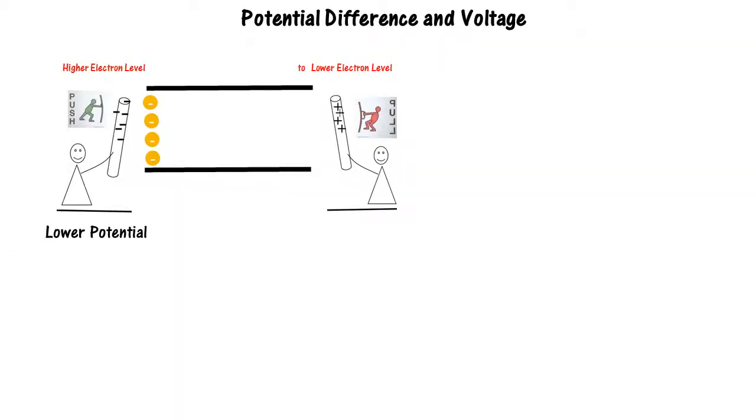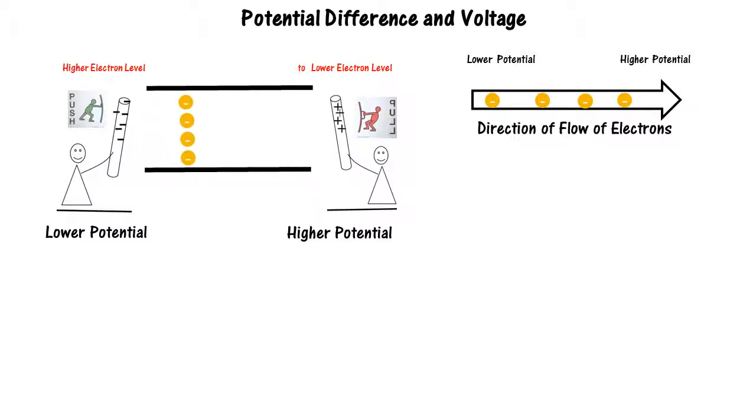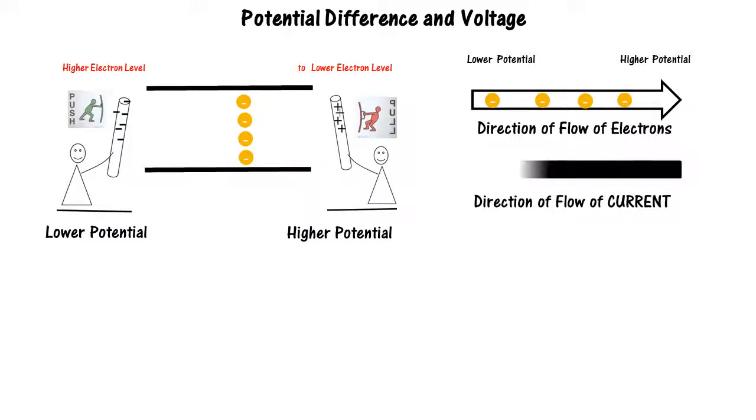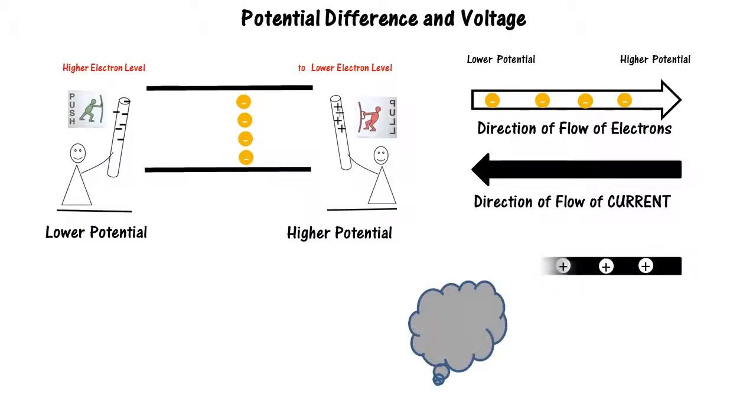So in physics, the higher electron level is known as the lower potential, and the lower electron level is known as the higher potential. So the electrons are flowing from the lower potential to the higher potential. And the direction of flow of current is from the higher potential to the lower potential. So that's a convention. The direction of current is put as from the positive terminal to the negative terminal. So you can imagine this as positive charges flowing from the right hand side to the left hand side in this example. And that's the flow of current.